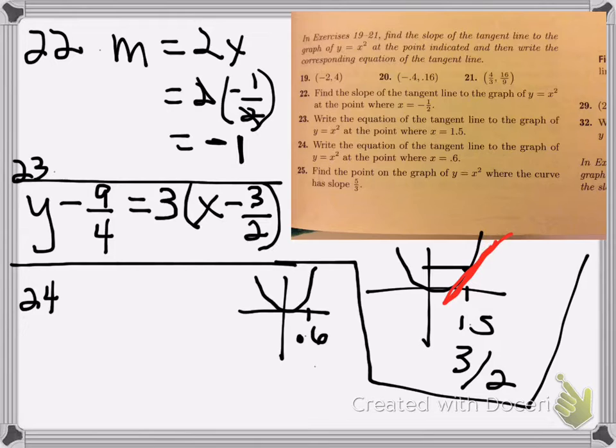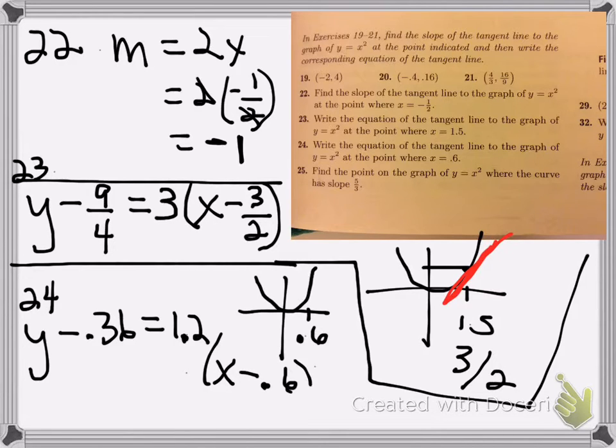That's a decimal point right there. So far, I know my y1, 0.6 times 0.6 is 0.36. That's going to equal 2 times 0.6, excuse me, 1.2. That is my slope, and then I'm going to go sideways here. x minus 0.6 is the rest of my line. So that would be question number 24.